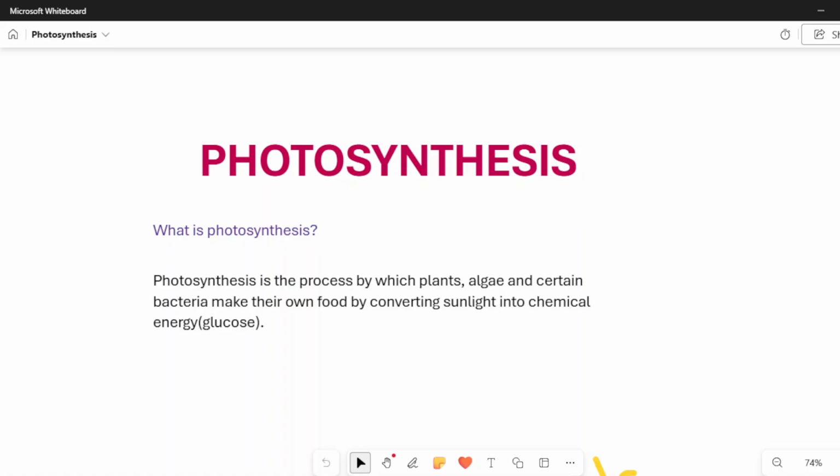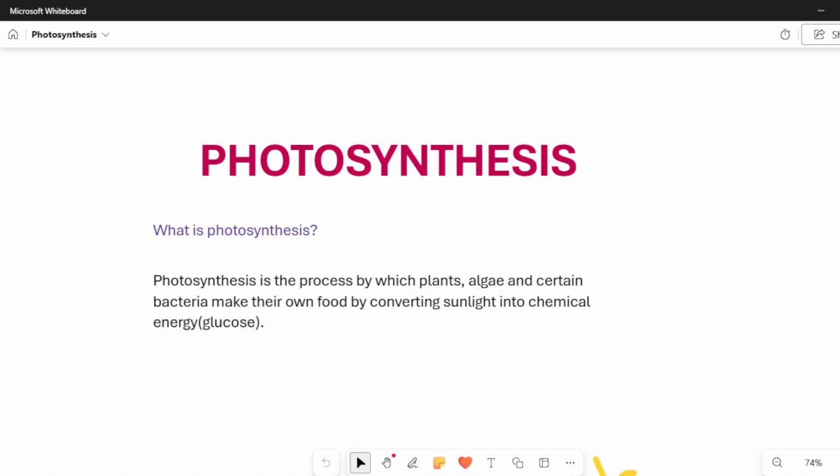But what about these plants, algae and certain bacteria? They have a special ability. And what is that ability? By standing in their own place without moving anywhere, they can prepare their own food using the sunlight and carbon dioxide and water from the environment. They can prepare their own food.